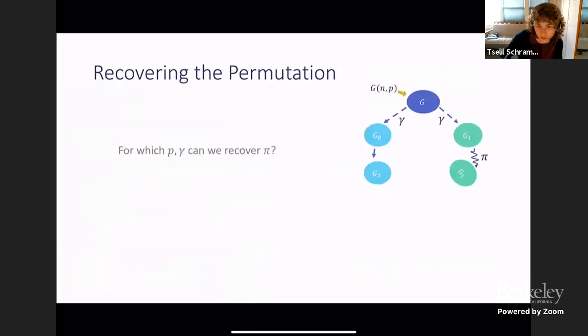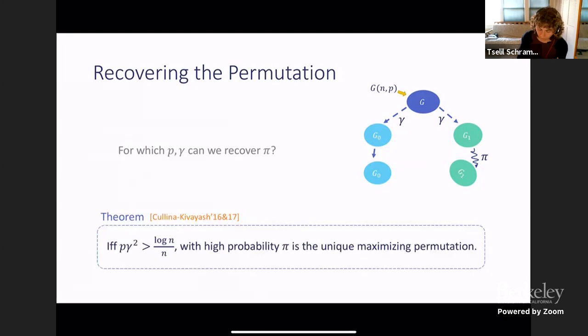Okay, so the question that we want to ask is, when can we recover the maximizing permutation pi? When can we know what the best graph matching is? The following theorem of Cullina and Kiyavash establishes that you can only recover the permutation pi when you have that p gamma squared is bigger than log n over n.